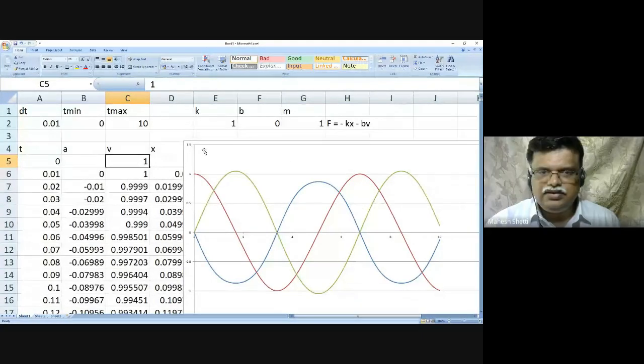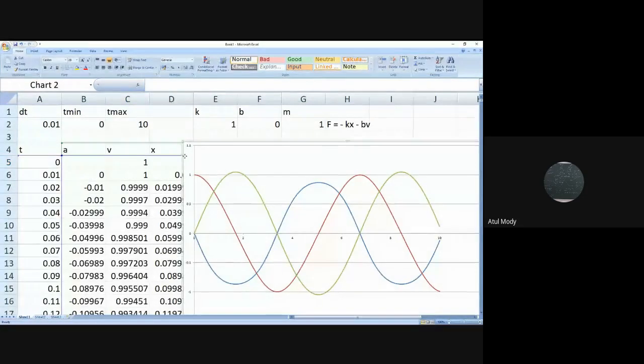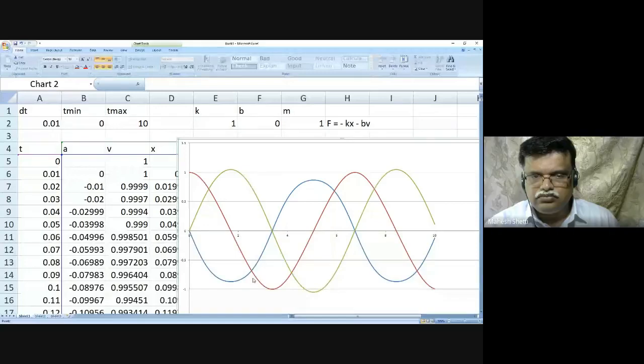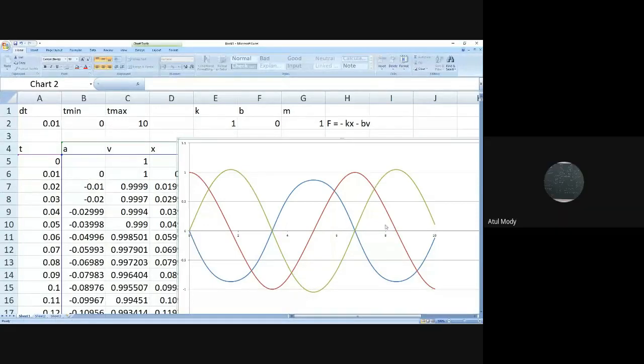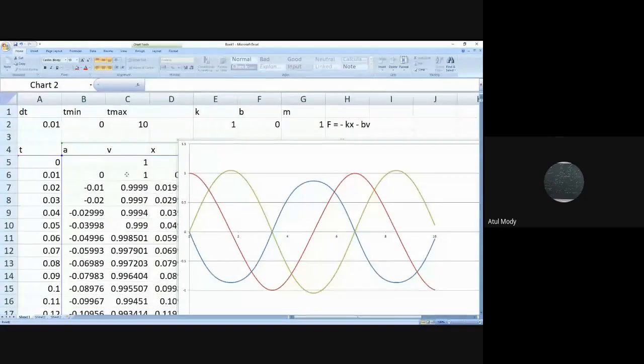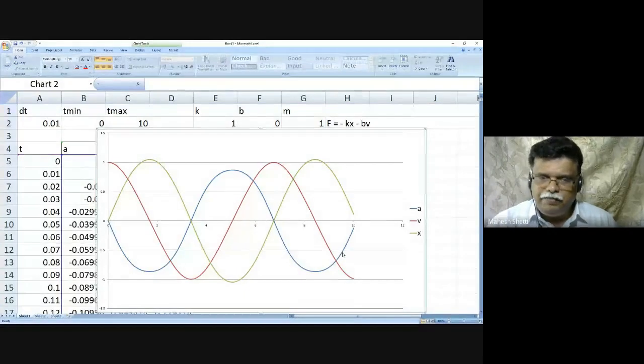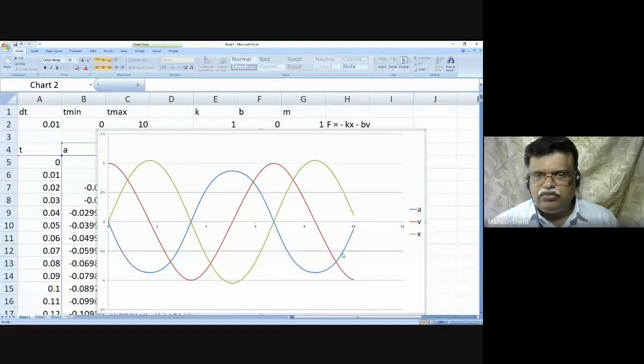That's fine. One more thing. Just look at the shape of the curves. It's no more sinusoidal. I mean, it is periodic, but it is no more pure sinusoidal, which means the higher harmonics will come when you want to explain this particular curve.